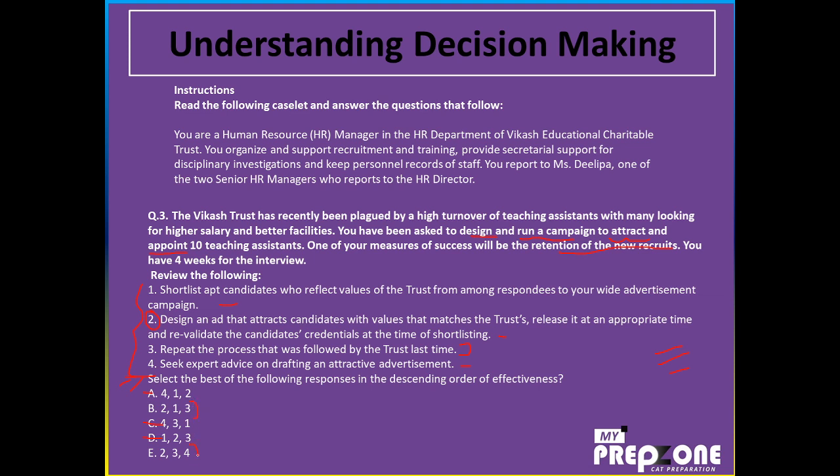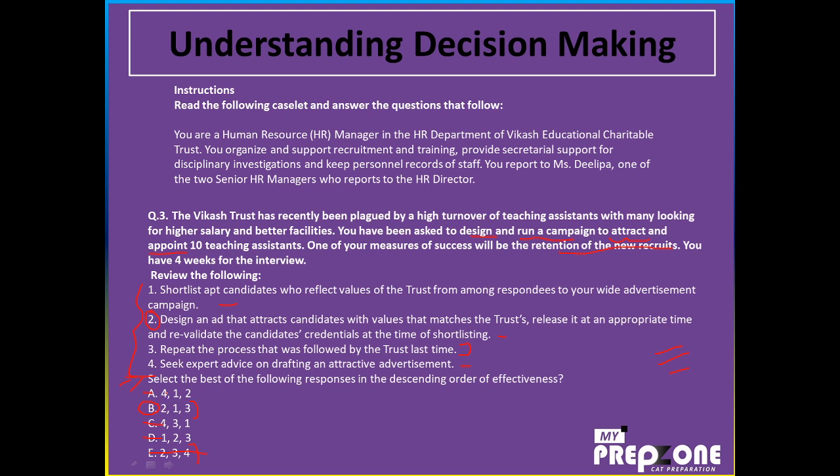So let us read these three now. Now B says 213 and E says 234. So let us read all these and understand what has to be the case. If I talk about E, E says that first you design, then you repeat the process that was followed by the trust last time, and then the fourth one, seek expert advice on drafting an attractive advertisement. Once you have already designed the ad, will you then seek expert advice on drafting an advertisement? Absolutely not. So 4 is something that cannot come after second. So E again is gone, and you are left with B, which means 213.